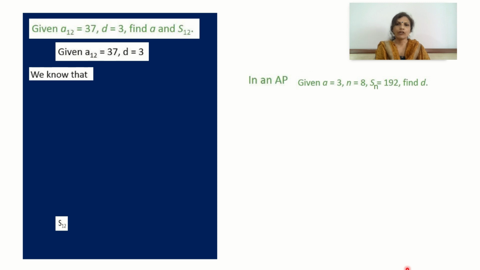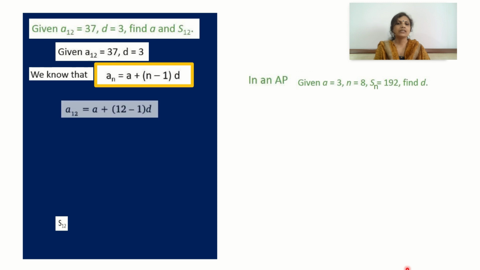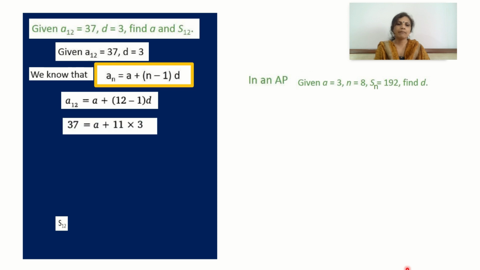And we know our formula an is equal to a plus n minus 1 into d. Alright, because we have to find out the first term a, so we are writing this formula. We know an is what? We are given a12. Right? So we will write our formula for a12. a12 is equal to a plus 12 minus 1 into d. a12 is given to us as 37 is equal to a plus 11 into 3. So from this, we get the value of a as 4.